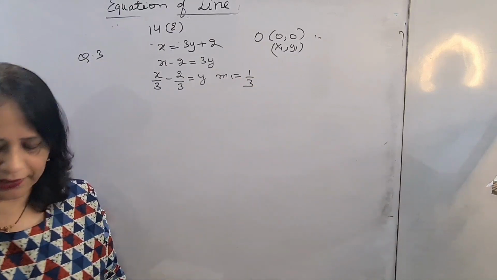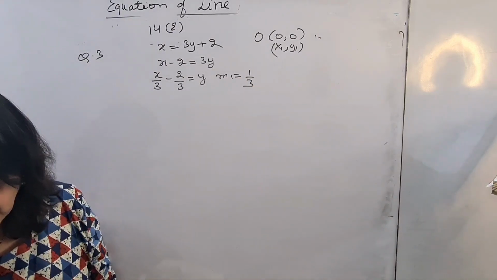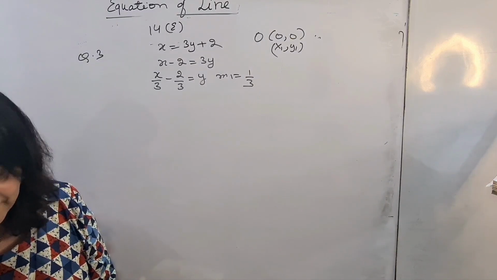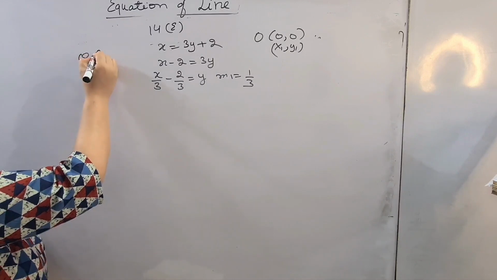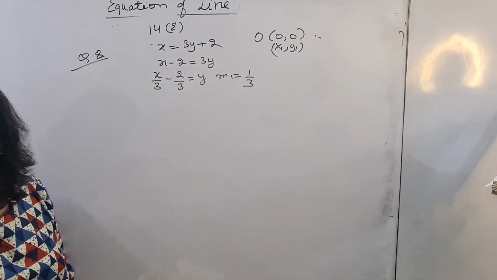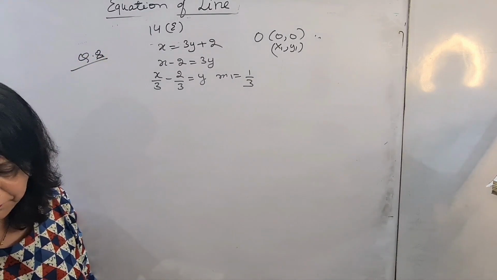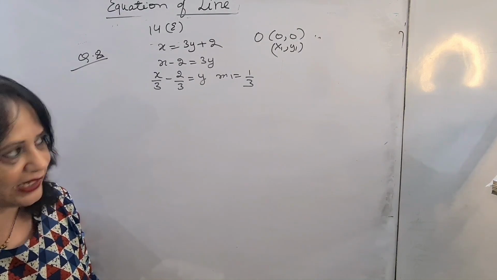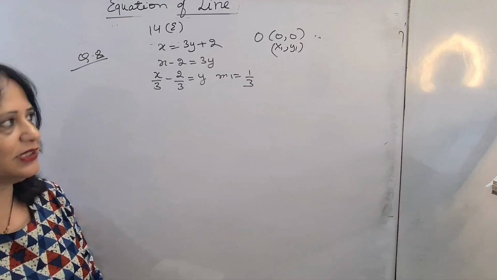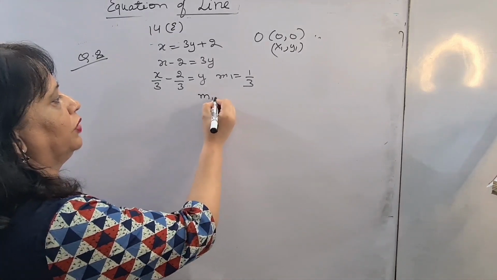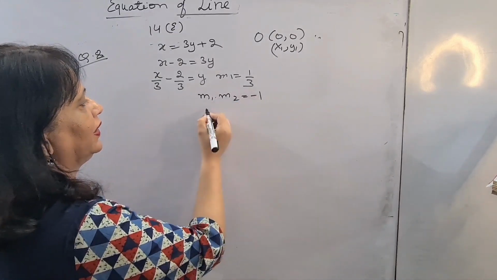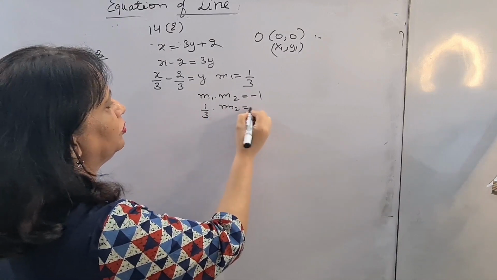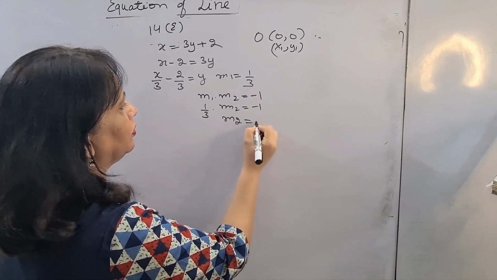If you read and underline in the question, it is written: a line through origin meets the line x is equal to 3y plus 2 at right angles. Question number 8, 14E, I am again repeating, a line through origin meets the line x is equal to 3y plus 2 at right angles at point X. So right angles means m1 into m2 is equal to minus 1, or 1 by 3 into m2 is equal to minus 1, or m2 is equal to minus 3.